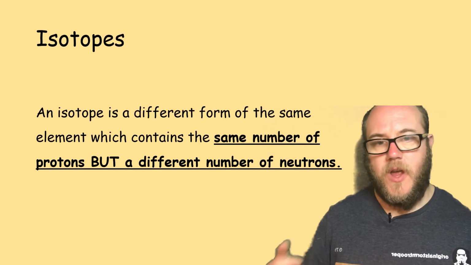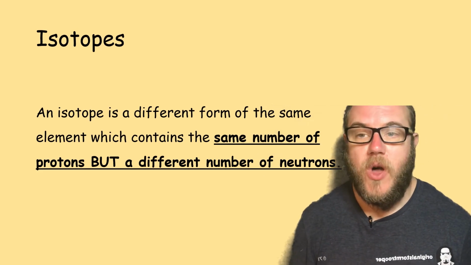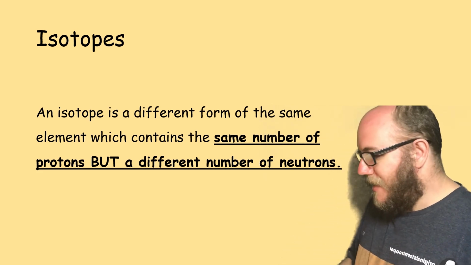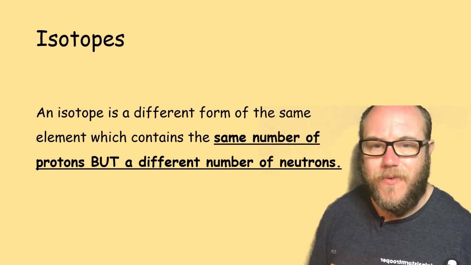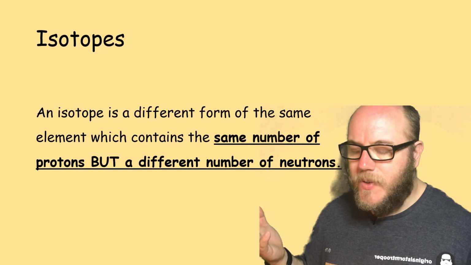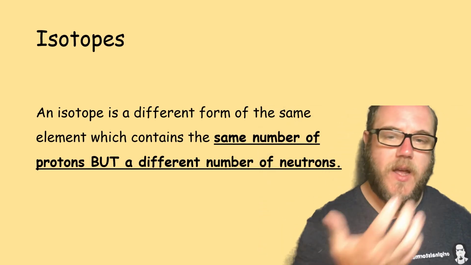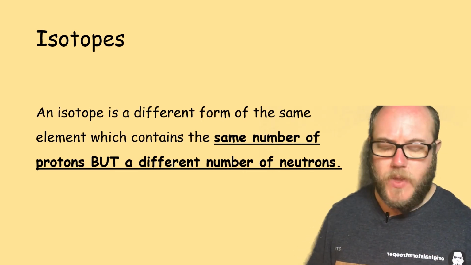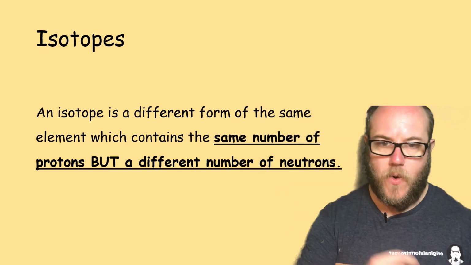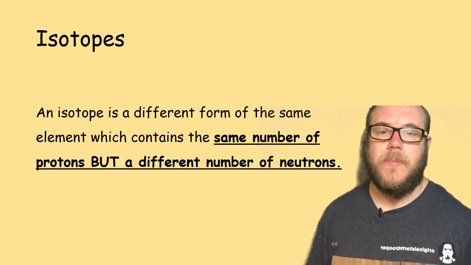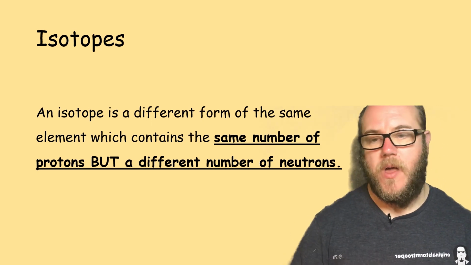So here's the definition of an isotope. An isotope, very simply, is a different form of the same element. It's just got a different number of neutrons, but it's always got the same number of protons. Otherwise, it's a different element. Carbon is still carbon when it has 6 protons in it. Carbon-12, carbon-13, carbon-14, they're all carbon. They've all got 6 protons. They have 6, 7 or 8 neutrons, and that makes them isotopes. It's the same number of protons, but a different number of neutrons.